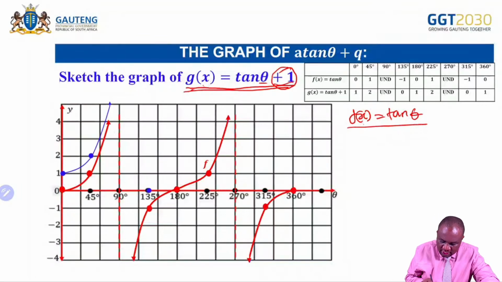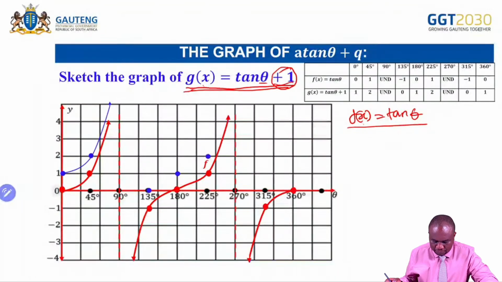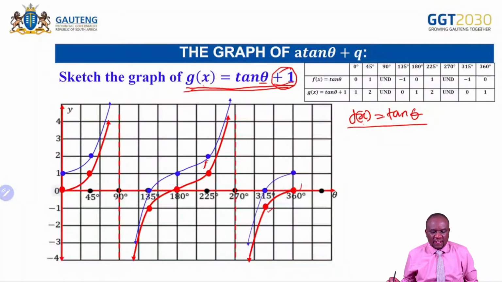180 here and 0 shifted up by 1 unit. 225 and 1 shifted up by 1 unit, now 225 and 2. See, like that? And then we have this point shifted up by 1 unit, and then we have this point shifted up by 1 unit. We have the graph. So this is the graph of g of x. Right, now we want to draw h of x.